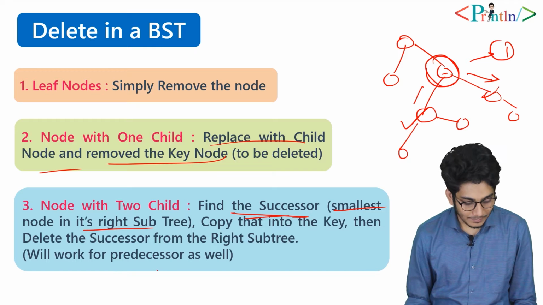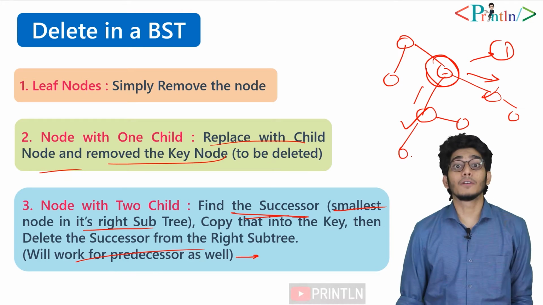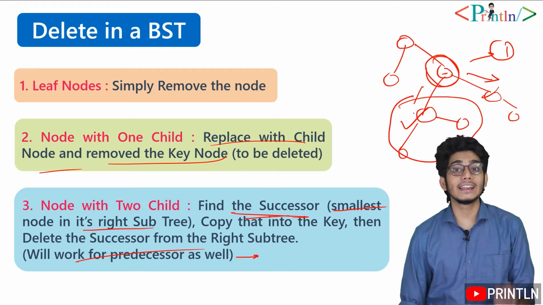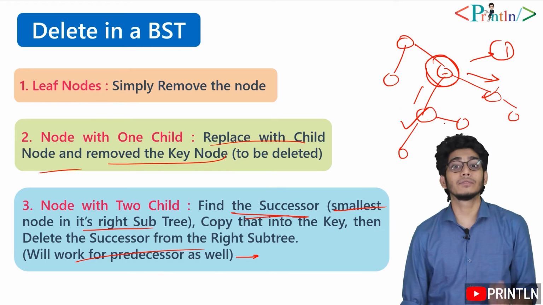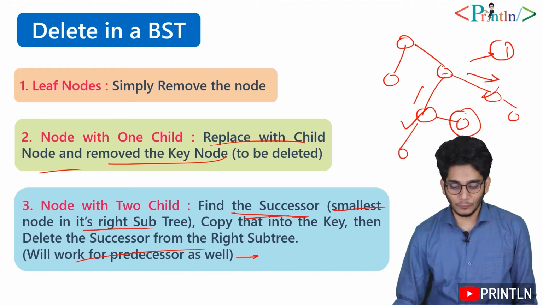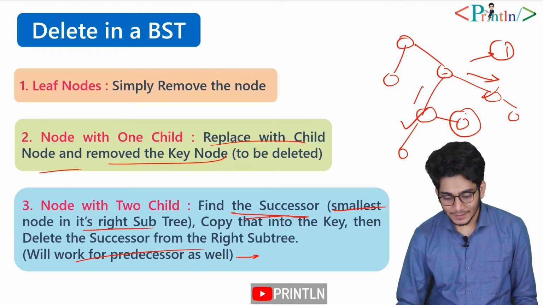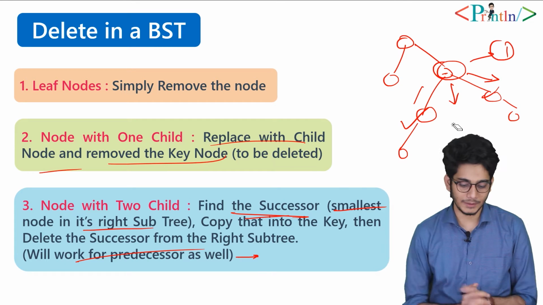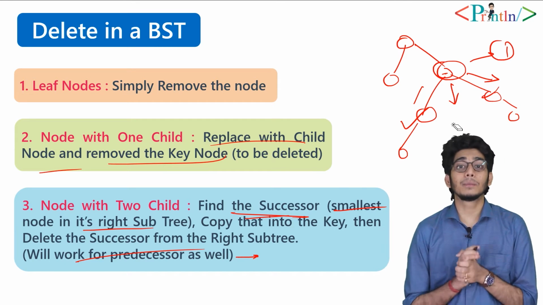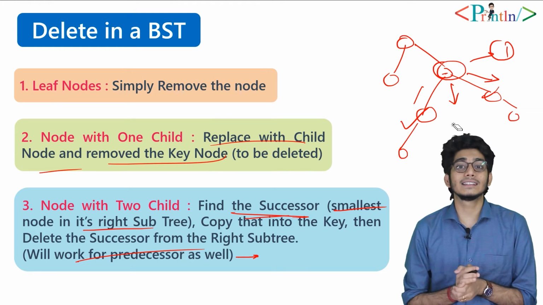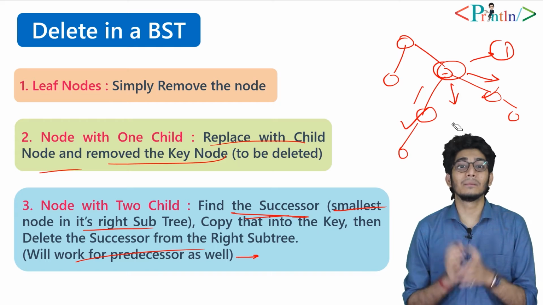Now we can do the same thing for the predecessor as well. For the predecessor, we have to find the largest element in its left subtree. What will be the largest element in its left subtree? That is this one. So we'll simply replace the value of this node with this node and at last we'll delete this memory. This is how we can perform the deletion from a BST. So that was the primary idea. Now we'll see how we can perform that in a BST.